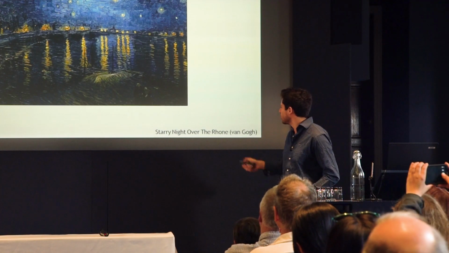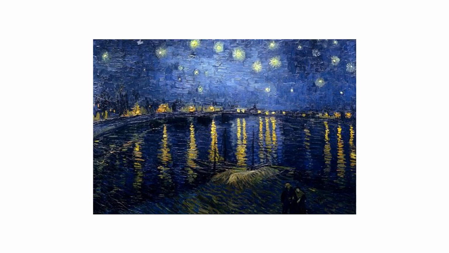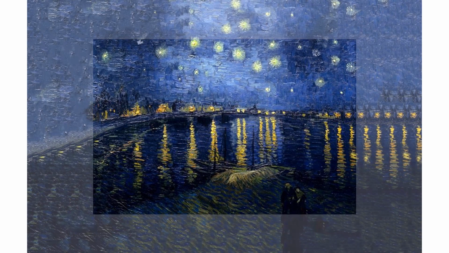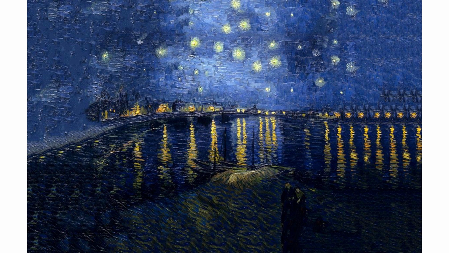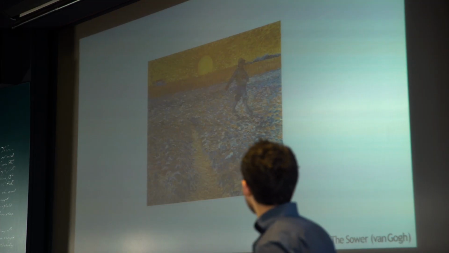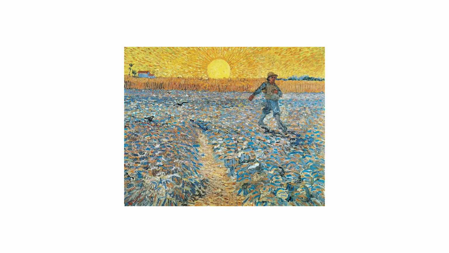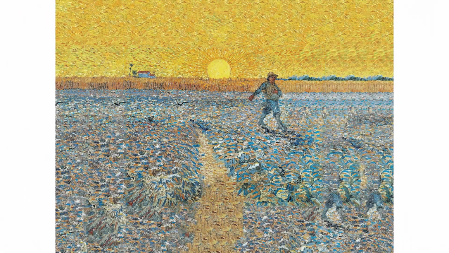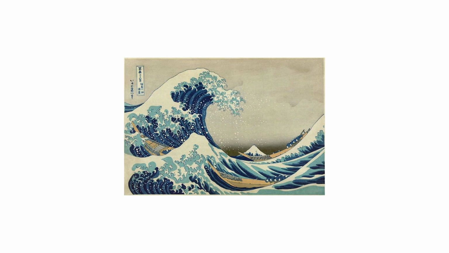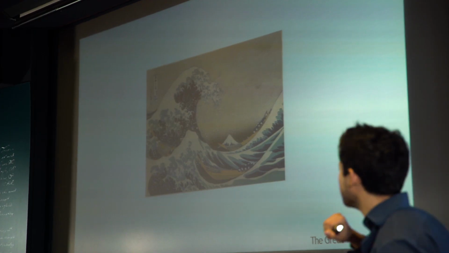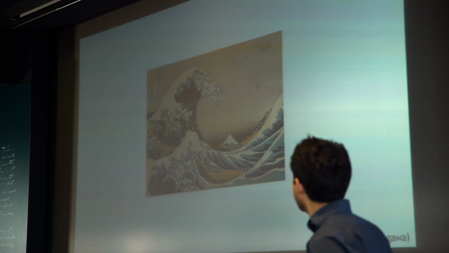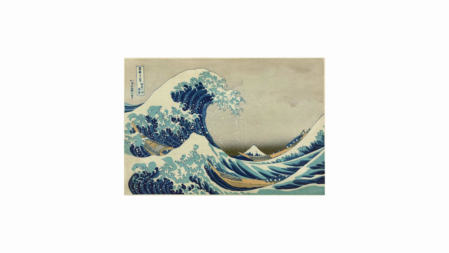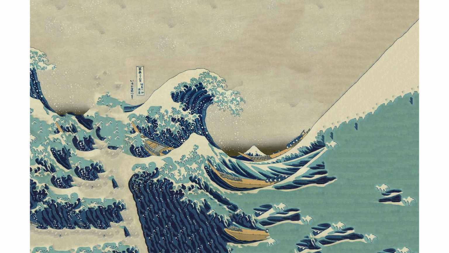So this is Starry Night over the Rhone by Van Gogh as well. That's the extrapolation. This is The Sower by Van Gogh. And the extrapolation. The Great Wave by Kanagawa. So this was actually on display in the British Museum. I'm not sure if it's still on display in the British Museum now. And the extrapolation.